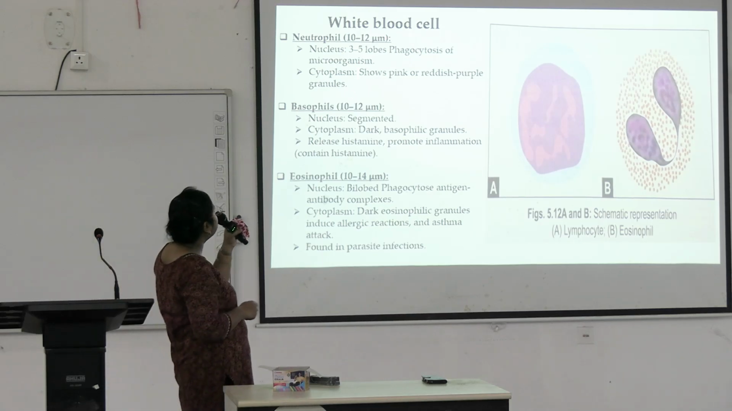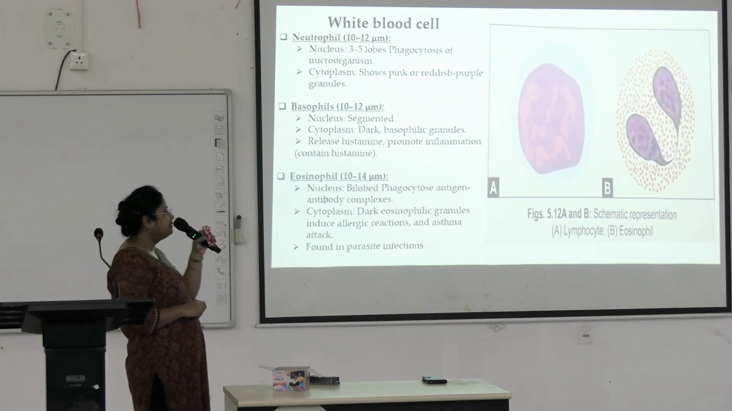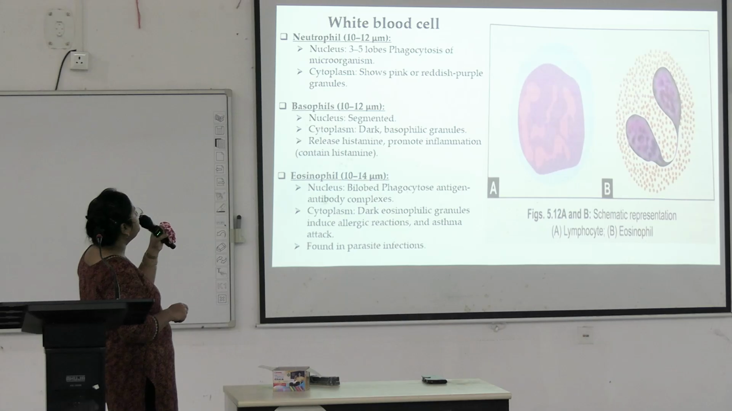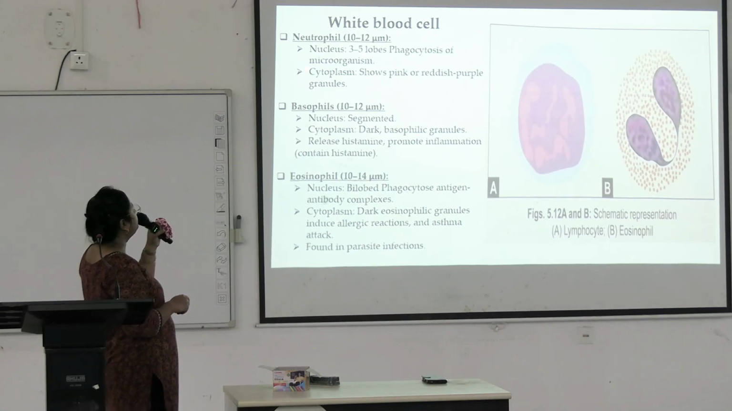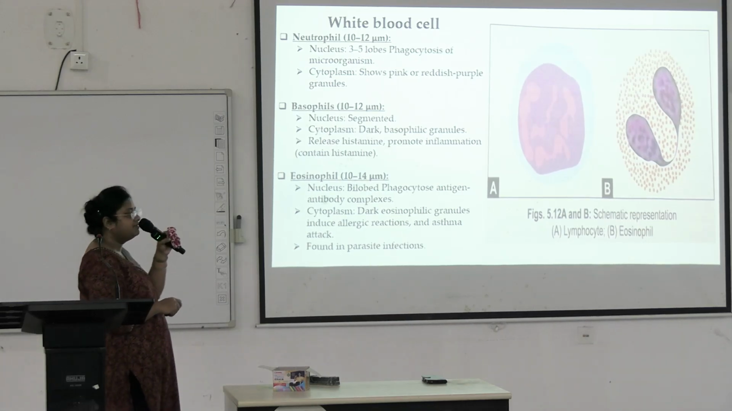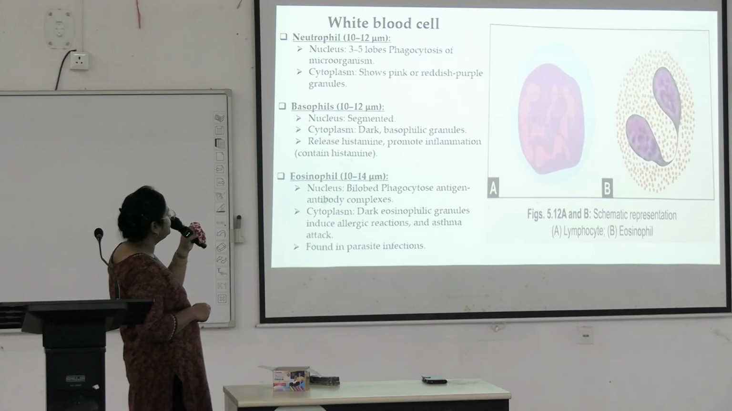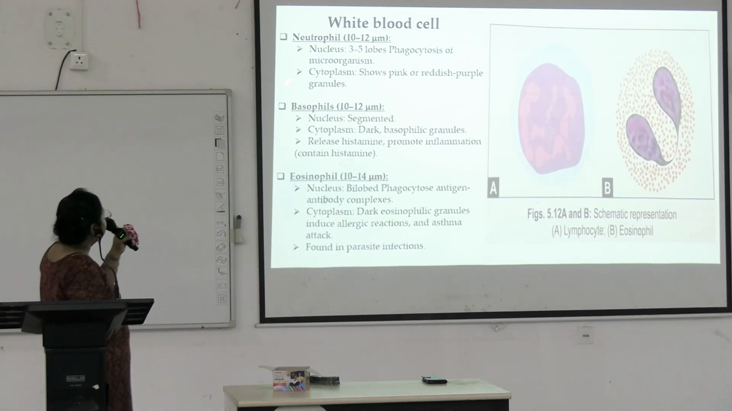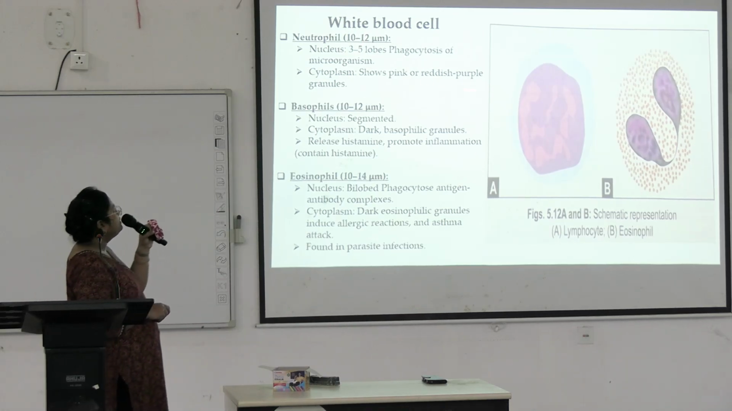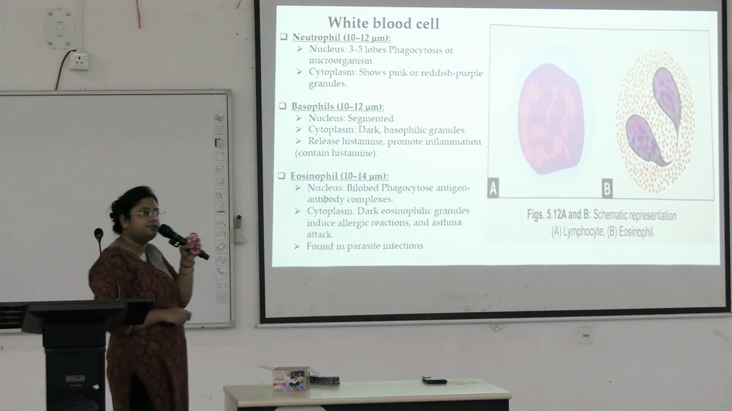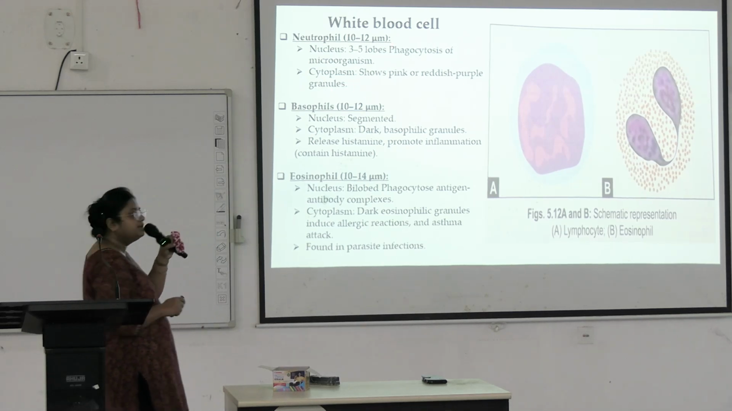Neutrophil diameter is almost 10 to 12 micron. Nucleus has 3 to 5 lobes, and the function is phagocytosis of microorganisms. Cytoplasm shows pink or reddish purple granules. These are the features of neutrophil.